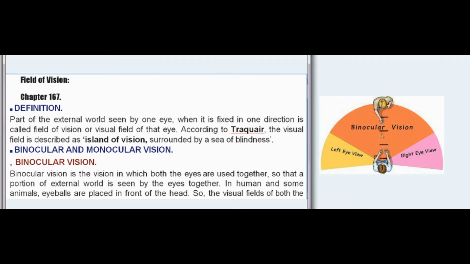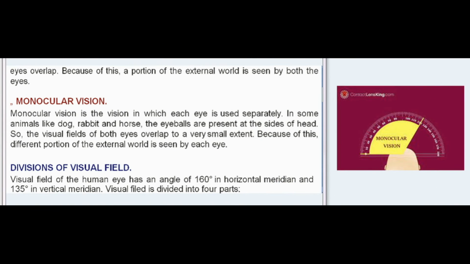Binocular and monocular vision. Binocular vision. Binocular vision is the vision in which both the eyes are used together, so that a portion of external world is seen by the eyes together. In human and some animals, eyeballs are placed in front of the head. So, the visual fields of both the eyes overlap. Because of this, a portion of the external world is seen by both the eyes.